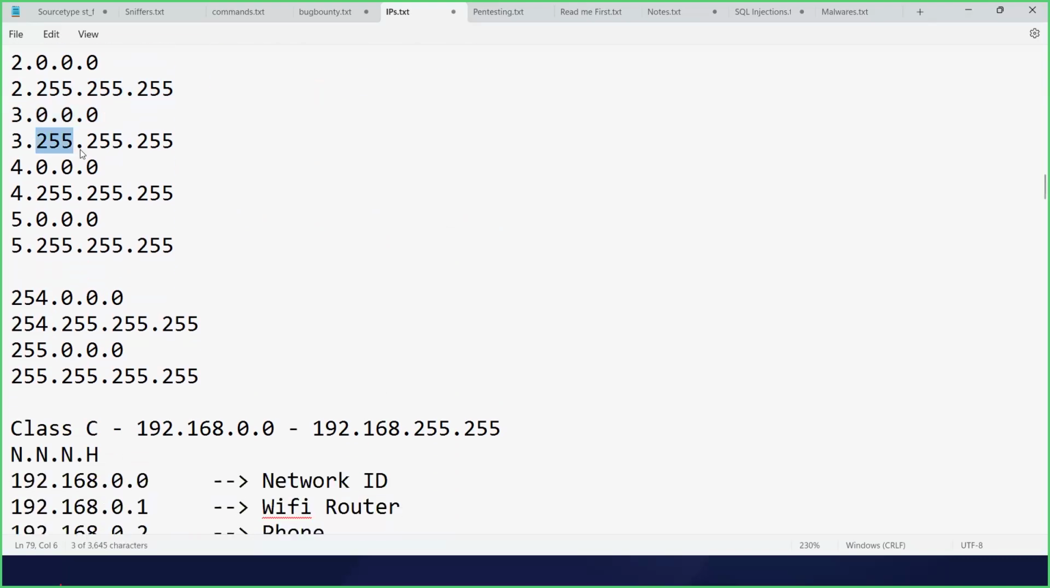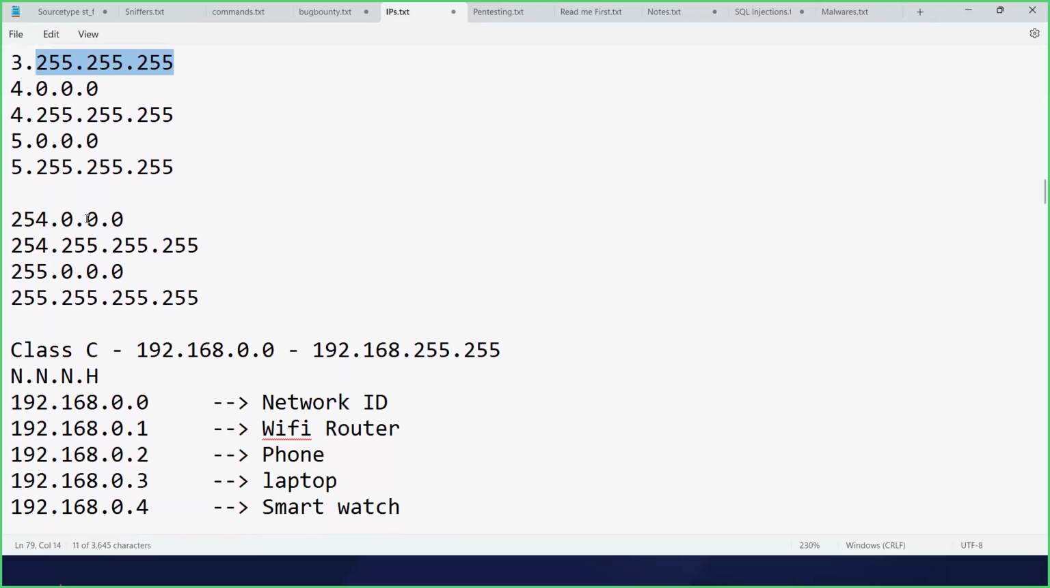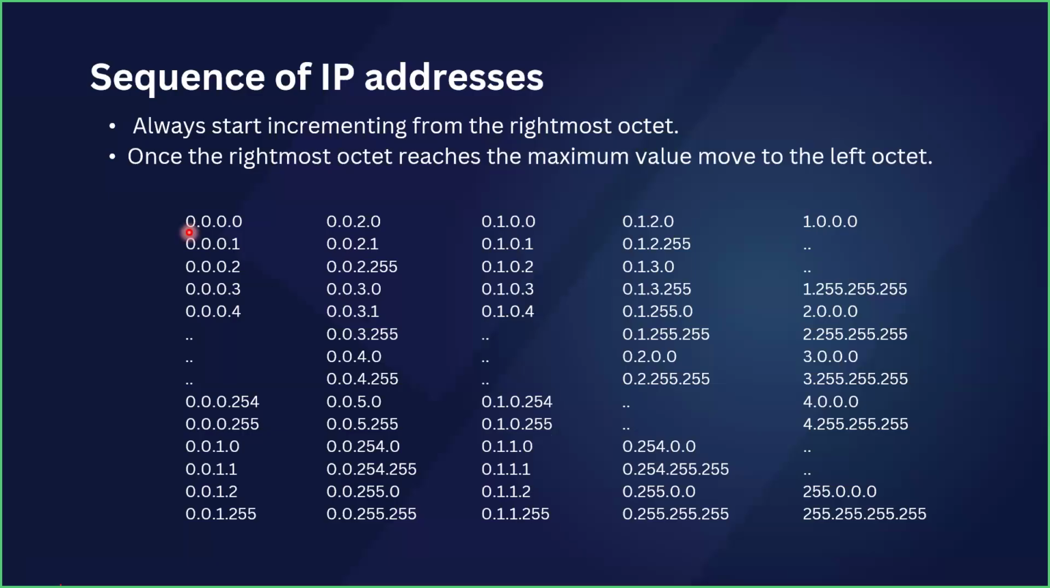3000 to 3255 255 255, and similarly like that down the line somewhere you would have 255000 to 255 255 255 255, and you keep on counting each and every single IP, you would get a total of 4.3 billion IPs that way. Okay, so that is the entire sequence of IPs, guys. Now this will be important in a while later on. But yeah, that's how the sequence of IPs flows.